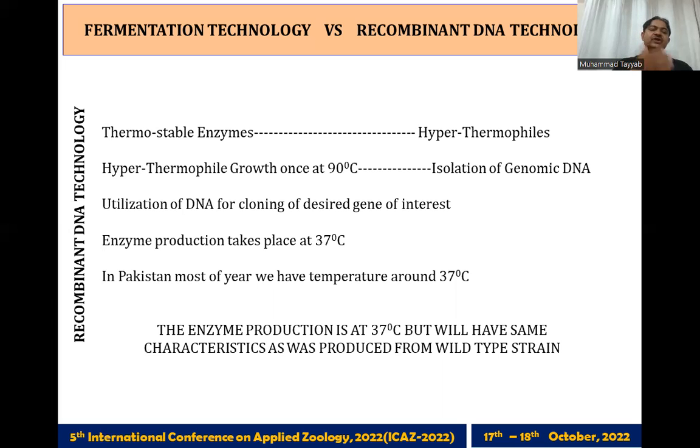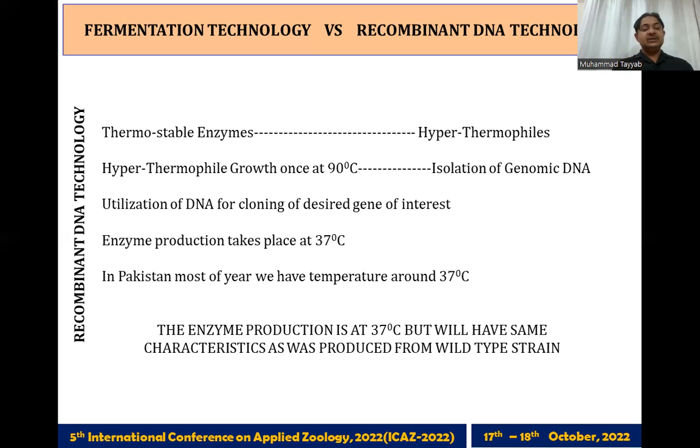So when you are going to produce the same enzyme by recombinant DNA technology, we just need to grow the microbe once at its desired temperature. Once you have the microbial growth, and might be 100 ml of this microbial growth will be sufficient, we have to utilize that microbe for the isolation of genomic DNA. Once we have the genomic DNA, we can utilize it for cloning of your desired gene of interest in specific vectors, so that you can have the production of enzyme.